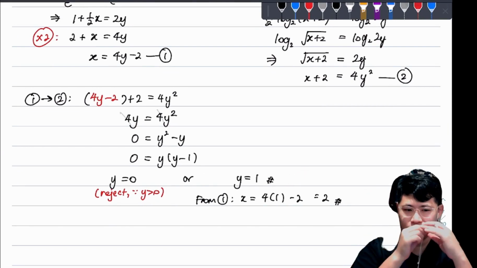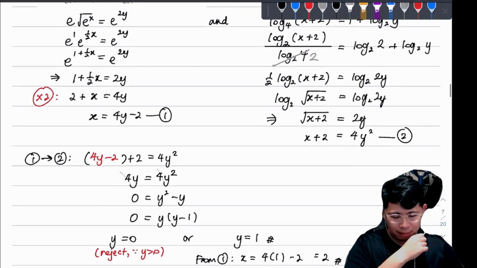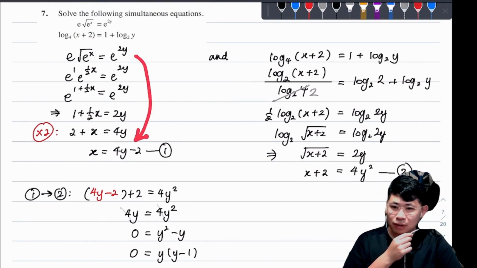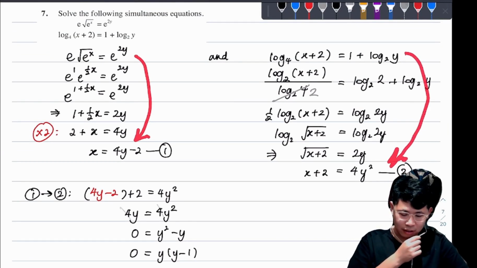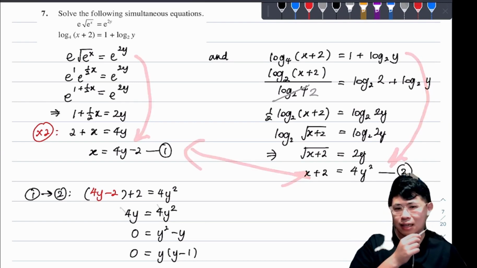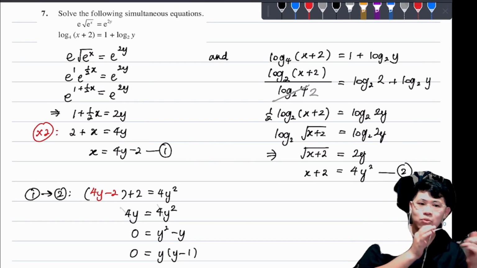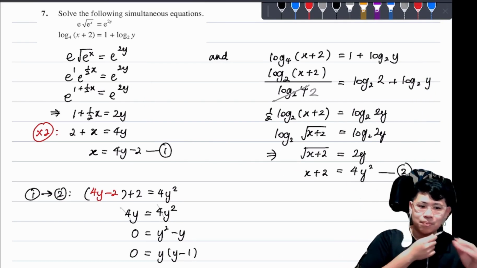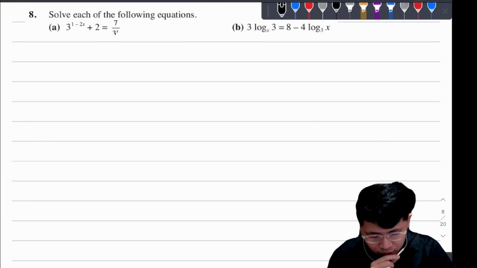So don't forget to check your final answer with the original equation. And one more time, the strategy for simultaneous equations is to strip this away from the base so that you get the raw form, to strip this from the logarithm so that you get this without the logarithm. Then you can solve this easily and nicely already. Otherwise, you'll be trapped in that logarithm or trapped in the index and you can't move out. So the goal is to remove logarithm, remove index if possible. Okay, question 8. So question 8, we are going to solve equations like this.